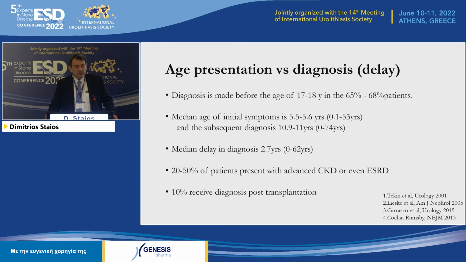The diagnosis is made before the age of 18 in up to 68%. The rest is in adults. The median age of initial symptoms is 5.5 years, and subsequent diagnosis is in the 11th year. The median delay in diagnosis is about 3 years. 20 to 50% of the patients present with advanced chronic kidney disease or even end-stage renal disease, and we find 10% after renal transplantation.